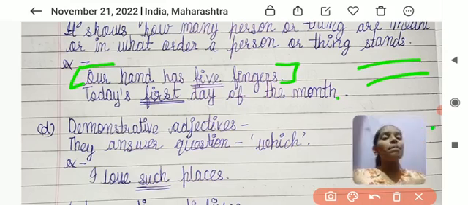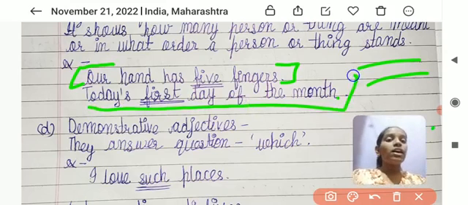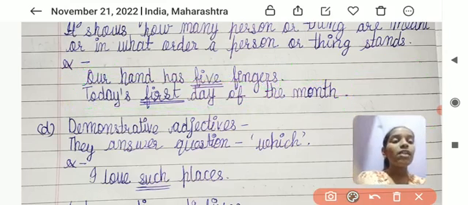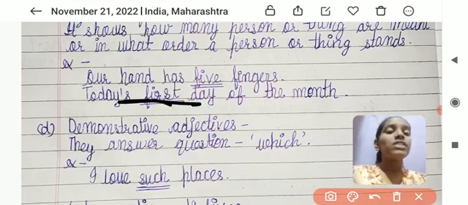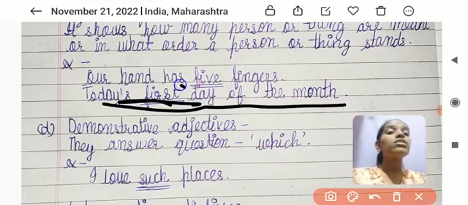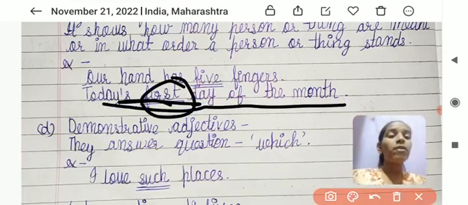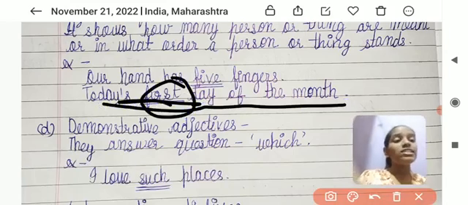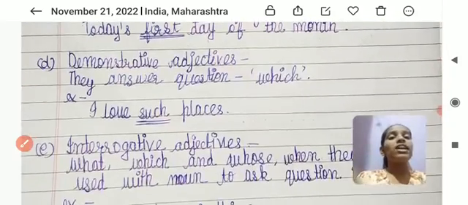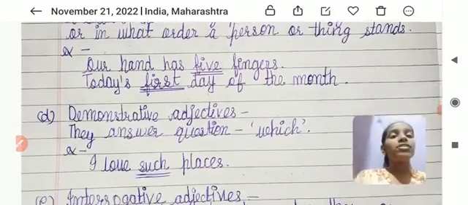The next example is of an ordinal. Today is the first day of the month. We can say today is the day of the month, but first shows more information about the day, that yes, this day is the first day of the month. And hence we can say that first is an adjective of number.